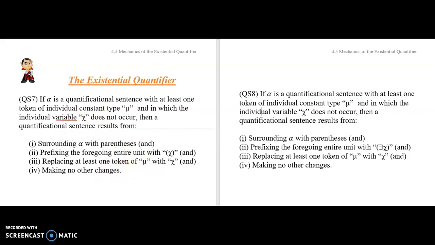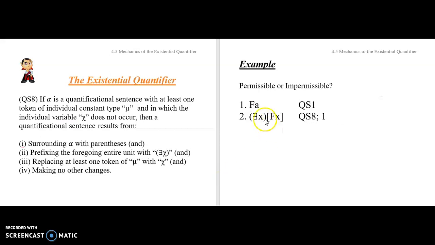Let's look at a couple of examples to make sure we're on the same page. So permissible or impermissible? Here we have line 1, QS1, and that's a quantificational sentence. And then we're saying this is a quantificational sentence by applying QS8, our new existential quantifier rule, on line 1.